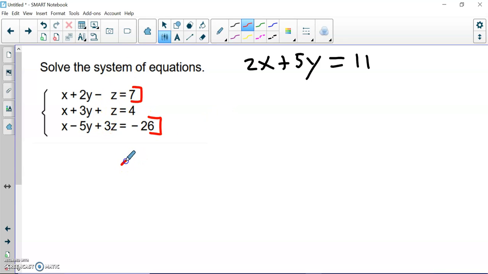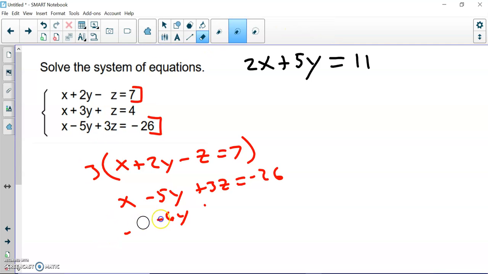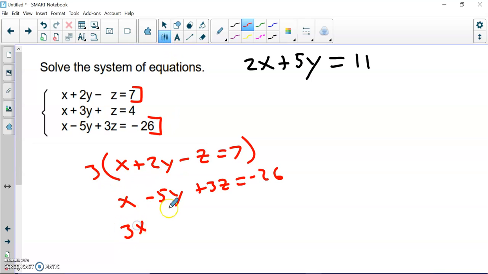So if I add x plus 2y minus z, it's not going to cancel right away with that bottom equation. If you notice I got a positive 3, I can multiply the top equation by negative 3. What am I doing here? Oh, wait a minute. We're not multiplying by negative. That was my whole point, right? I said it's already negative. Multiply it by 3. So 3 times x is 3x, 3 times 2y is 6y, 3 times negative z is negative 3z, and then there's 21.